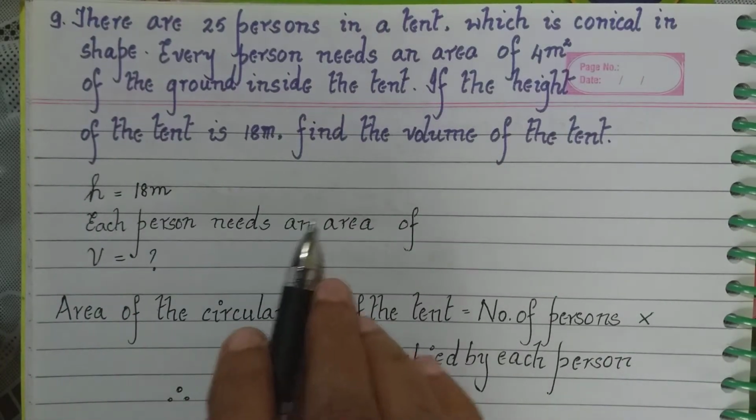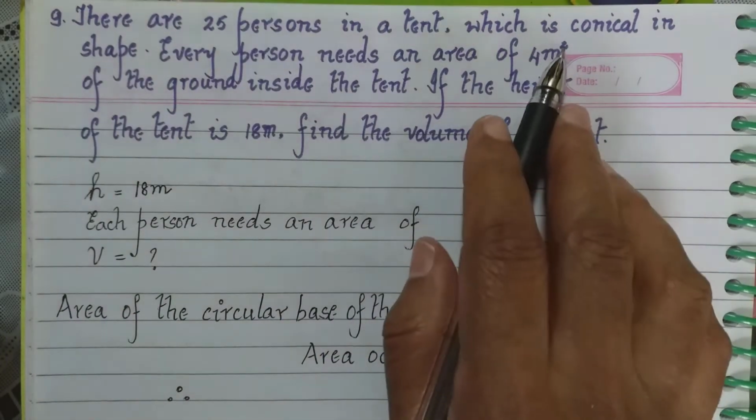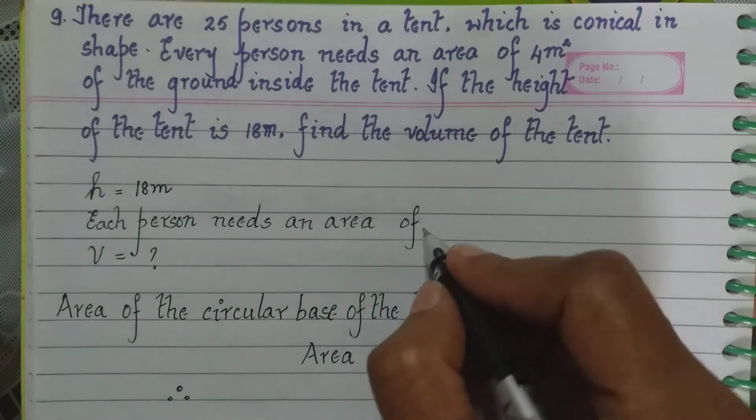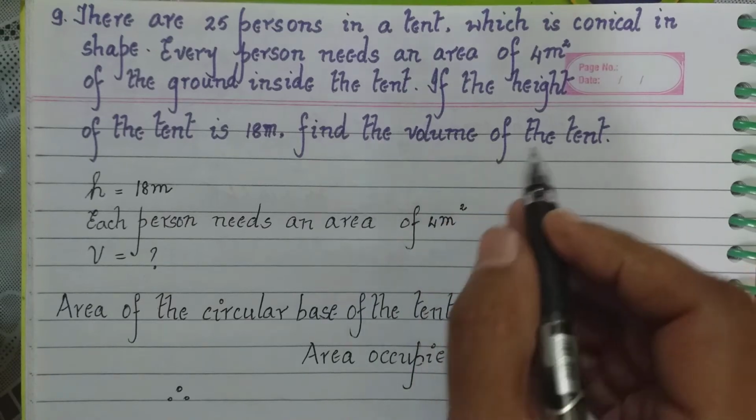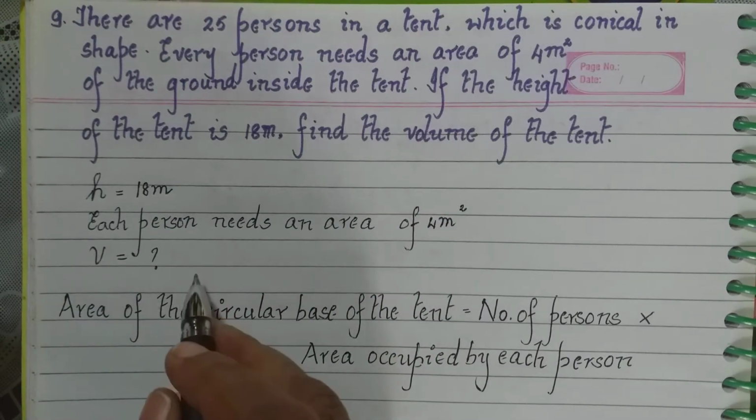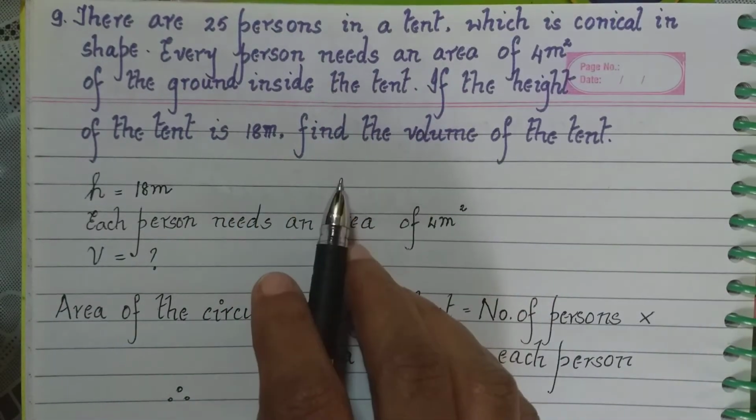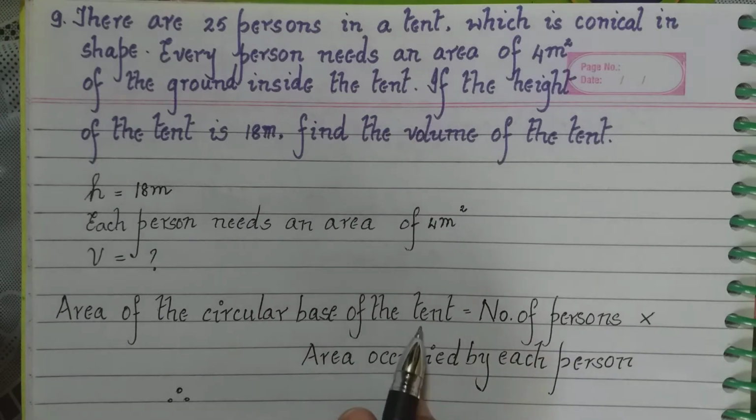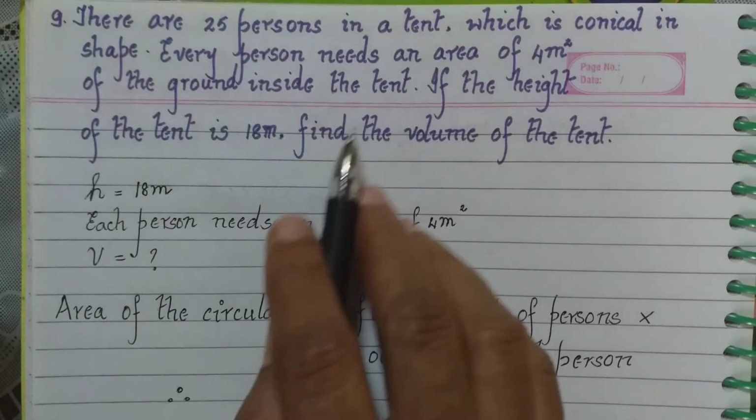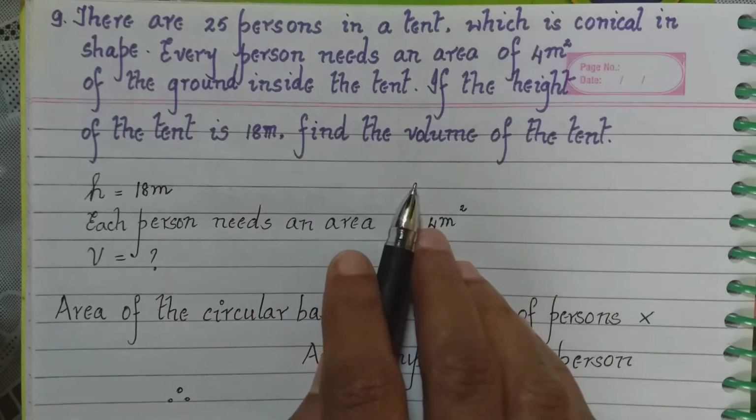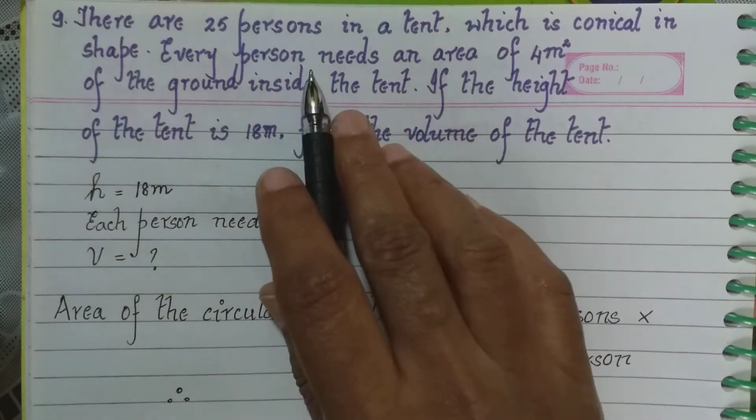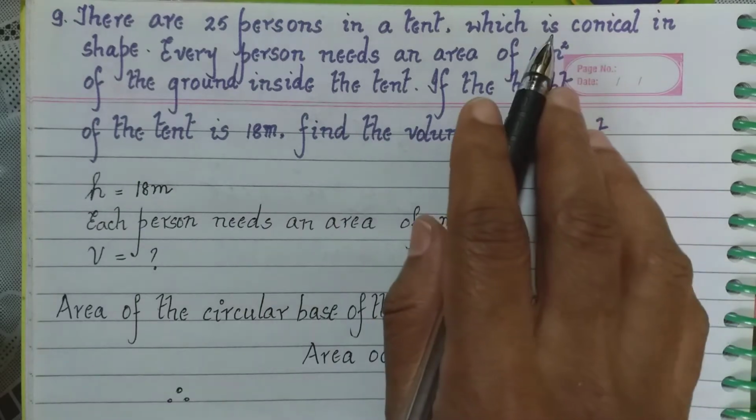Also they said each person needs an area of 4 meters square. So we write here 4 meters square. Okay, we have to find the volume of the tent. So V equal to how much? Now how do we know what is the area of the circular base of the tent? You know that in a cone the base is a circle, and to know the area of the circular base, they are saying every person needs an area of 4 meters square.